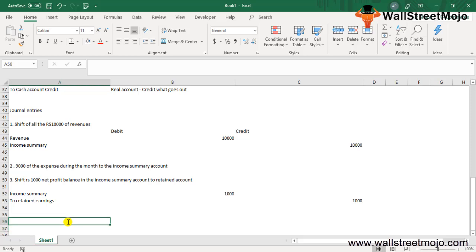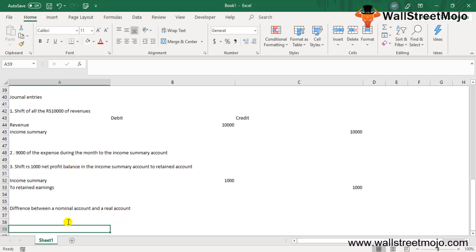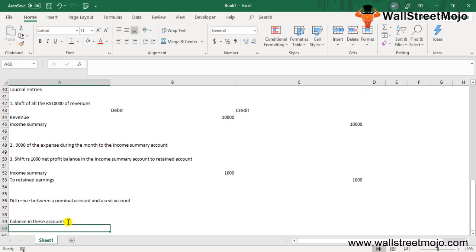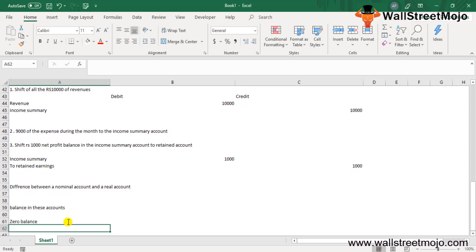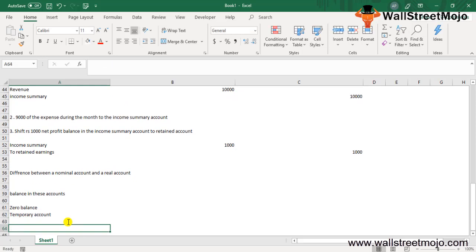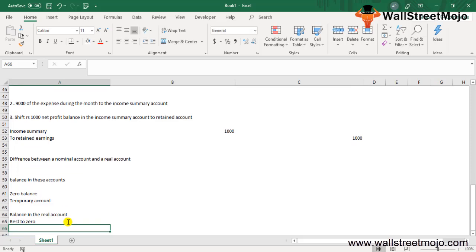So what is the difference between a nominal account and a real account? When we differentiate between these two accounts, the main parameter we consider is the balance in these accounts at the end of the fiscal year. As we know, nominal accounts start with a zero balance and end up with a zero balance, so they are called temporary accounts, whereas the balance in the real account does not reset to zero. At the end of the fiscal year, the balance gets carried forward to the next fiscal year.